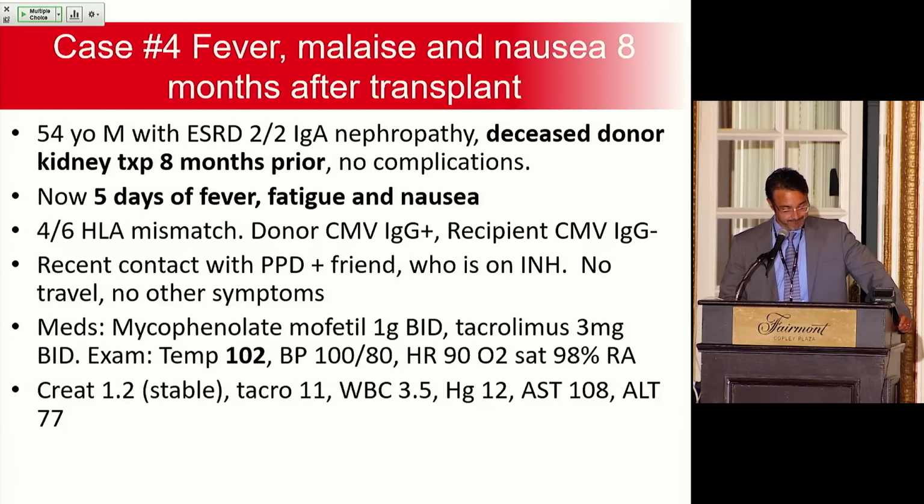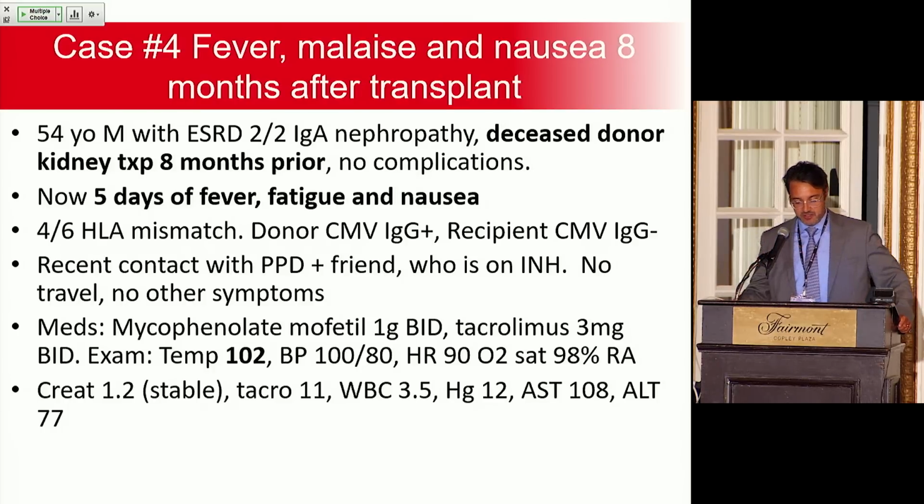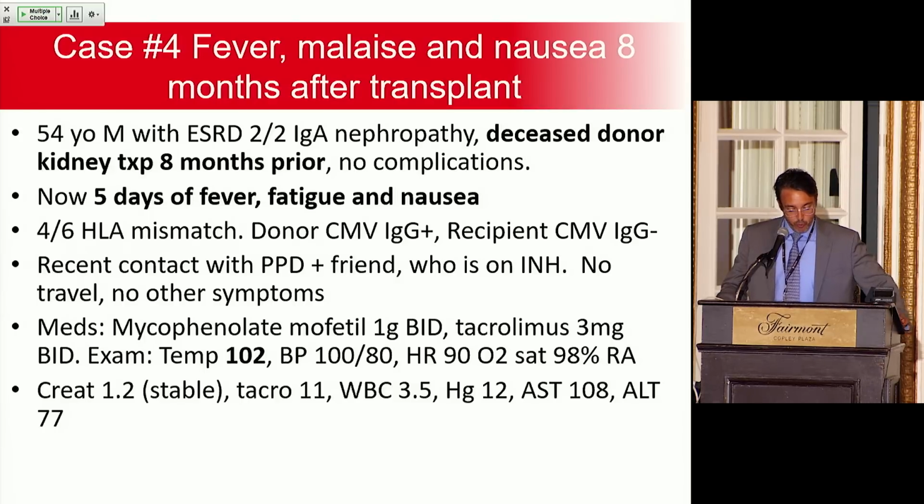Case 4. Fever, malaise, and nausea 8 months after transplant. So this is a 54-year-old with a history of IgA. He had a deceased donor transplant about 8 months prior. Now he has 5 days of fever, fatigue, and nausea. He got a 4 out of 6 HLA mismatch. He was donor CMV positive, recipient negative.